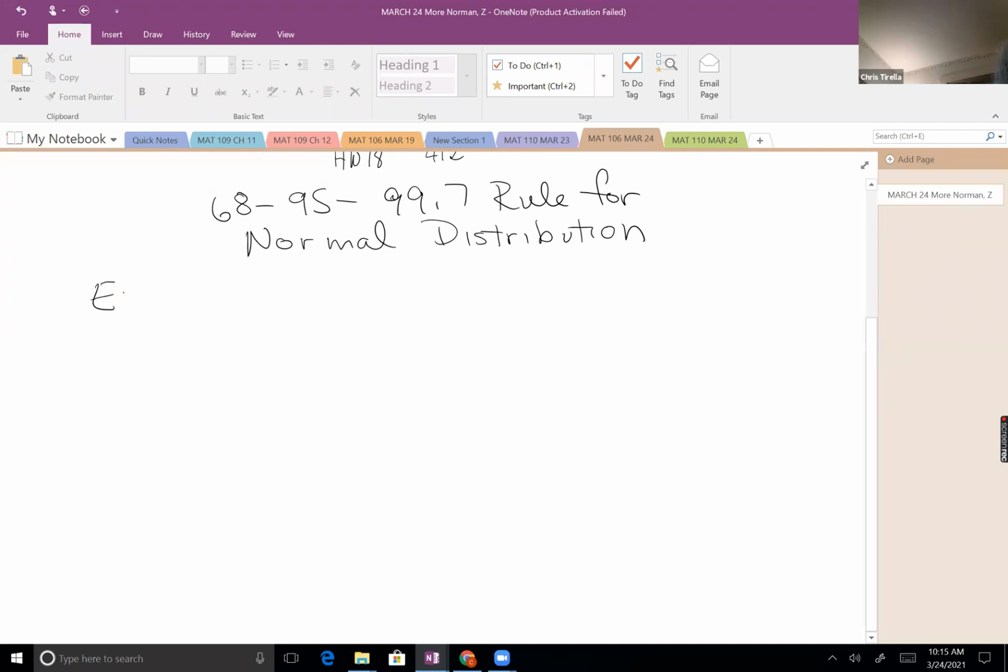So when we were looking at the normal distribution before, we had said that American men's heights are normally distributed. Next example, something else that's normally distributed are IQ scores. So IQs are normally distributed.